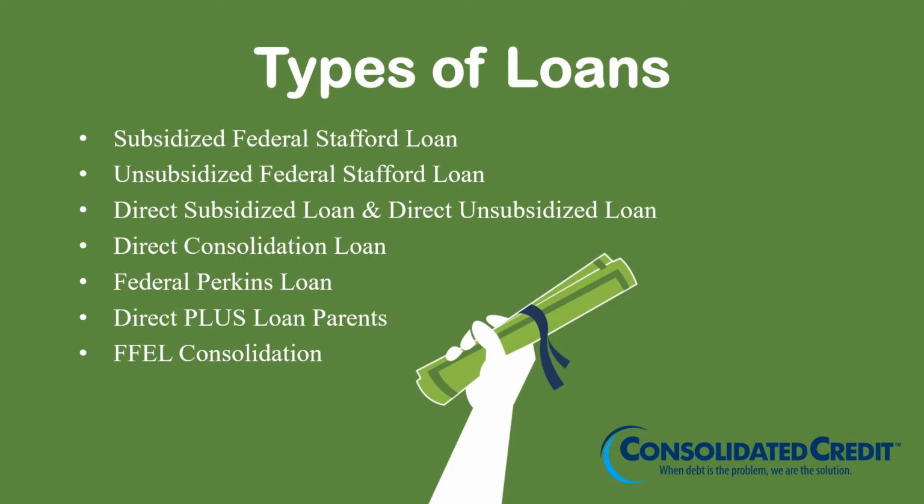The next type of loan is a direct consolidation loan, and this allows you to consolidate or combine multiple federal education loans all into one loan. The result is a single monthly payment instead of multiple payments.